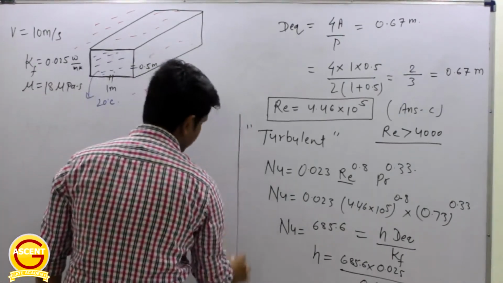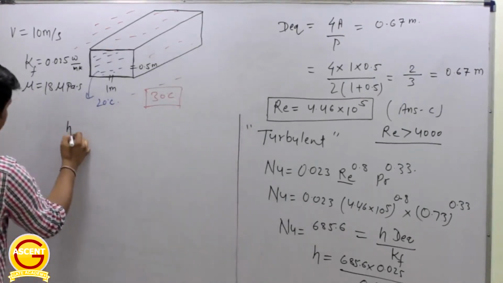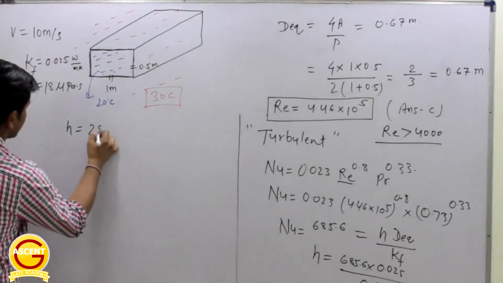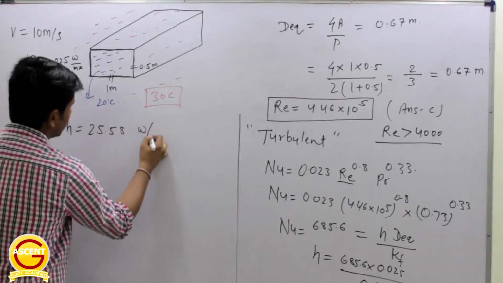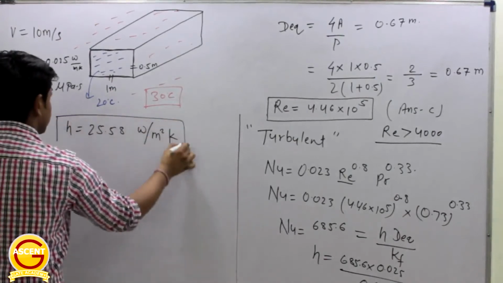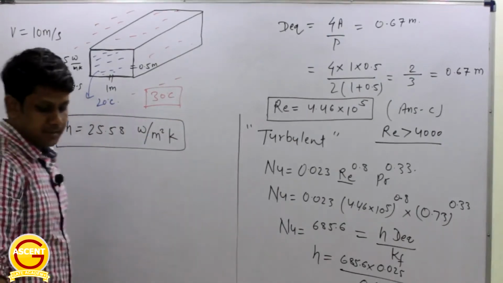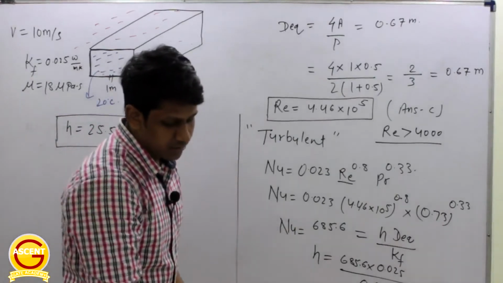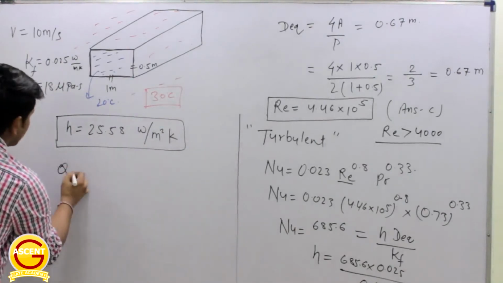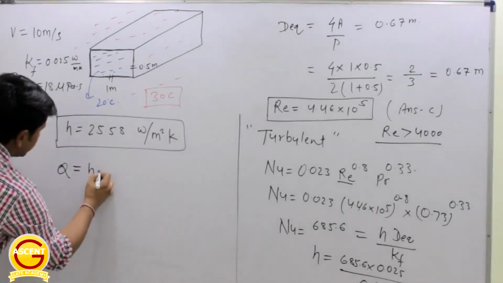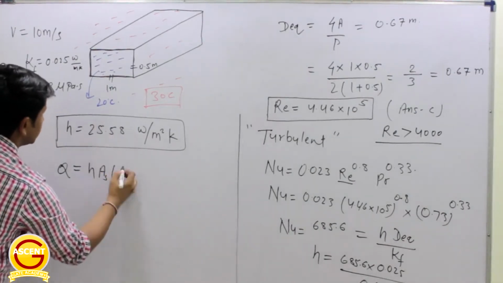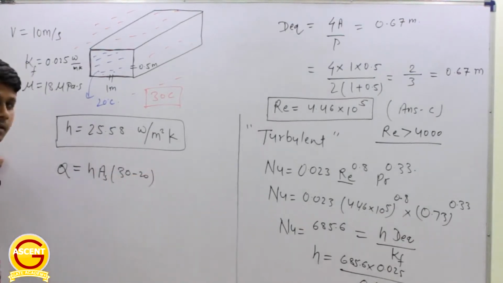So I am writing it here. So this h value from this equation you will get as 25.58 watt per meter square Kelvin, right? So we have calculated the h value, and now what is he asking? He is asking the heat transfer per meter length of the duct in watts. So what will be the formula of heat transfer? It will be h into the surface area through which the heat transfer is occurring multiplied by temperature difference, which is 30 minus 20, correct?